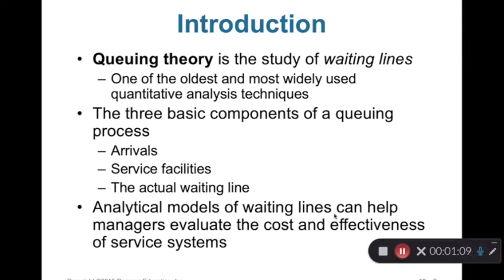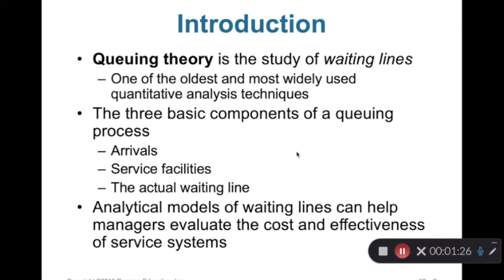Then for the waiting lines, you need to know three basic components: arrivals, service facilities, the actual waiting line. We need to collect the data and analyze the data and to get the useful information regarding the waiting lines.